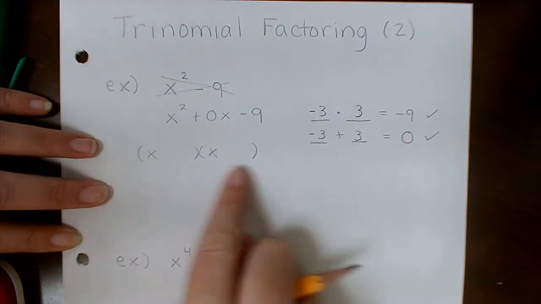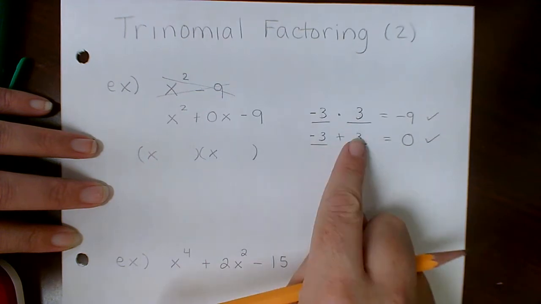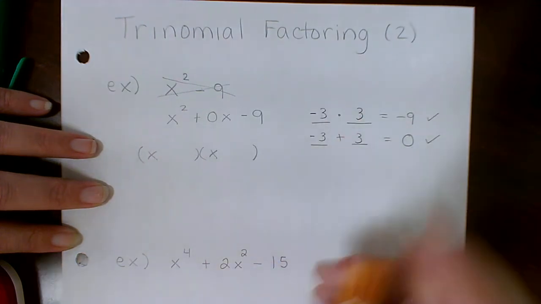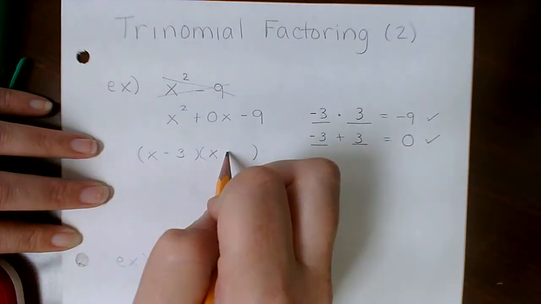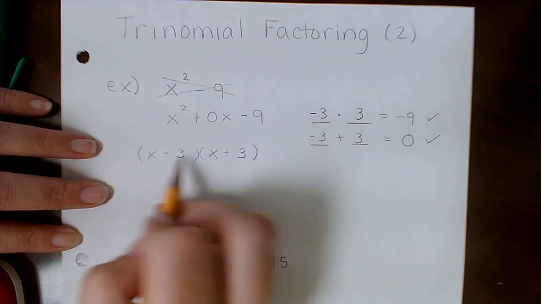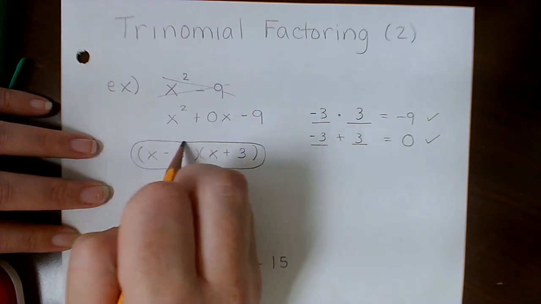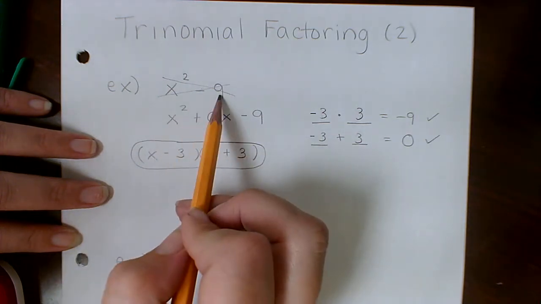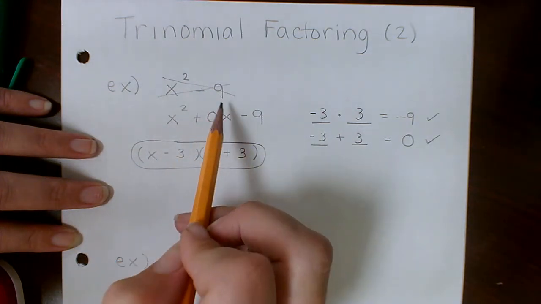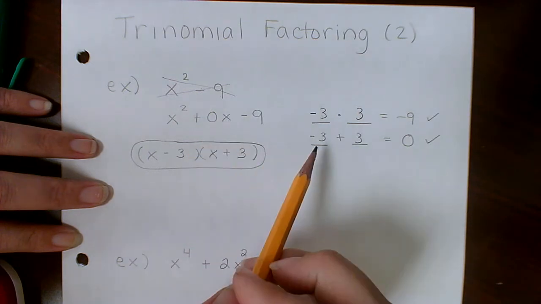Once you have your setup, you take the 2 numbers that you've selected. We chose negative 3 and positive 3 as our proper answers. So we put a minus 3 here and a plus 3 here, and we are now finished. So if it has 2 terms, you can usually rewrite it with a 0 in the middle and proceed from there.